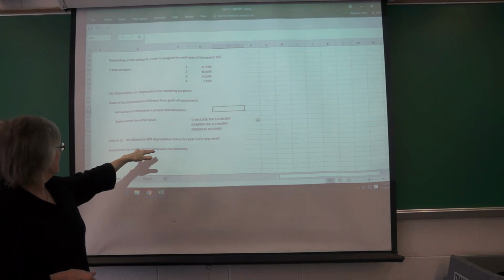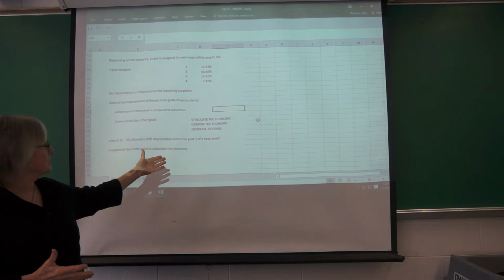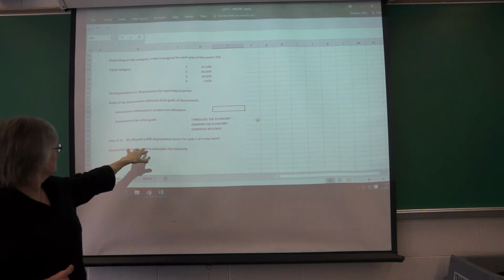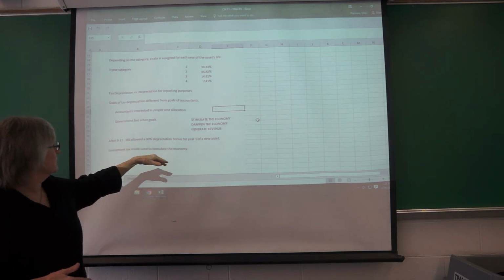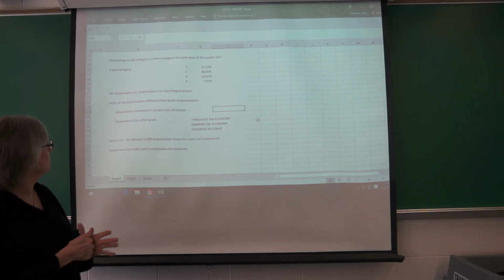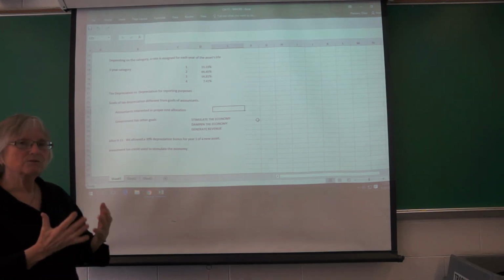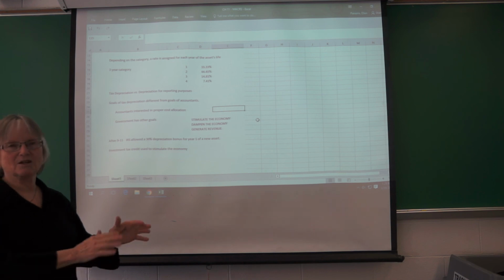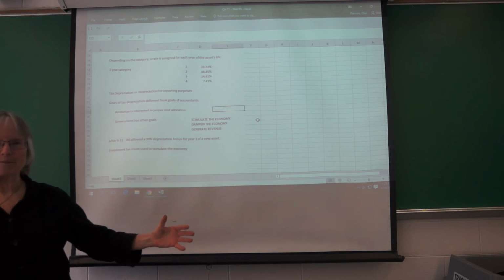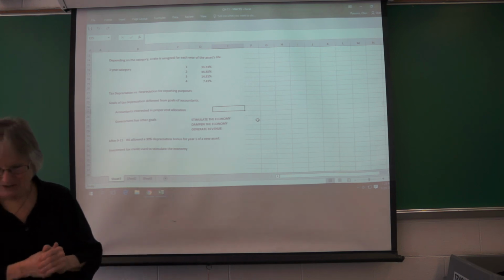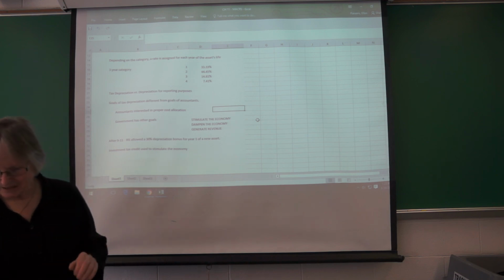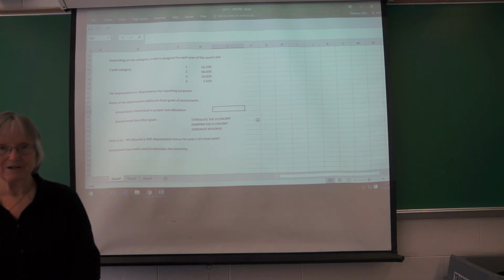So after 9/11, there was a sort of a recession going on anyway. They allowed a 30% depreciation bonus for the first year of a new asset, in order to stimulate the economy. That's got nothing to do with allocating the cost properly over the useful life. Okay, so just be aware of that. And that kind of wraps up chapter 11.